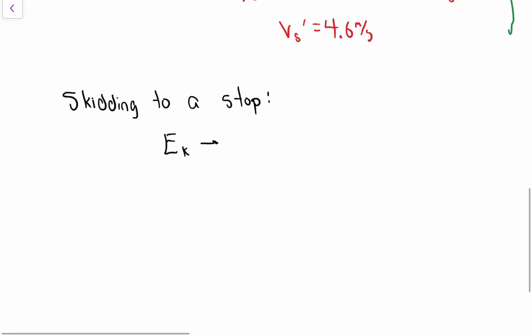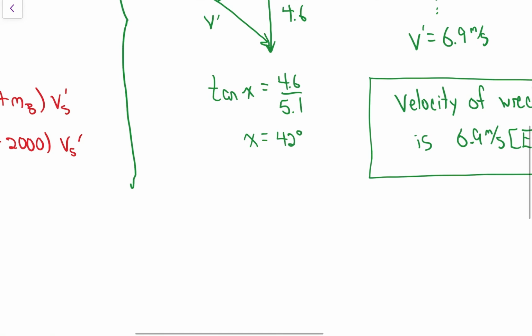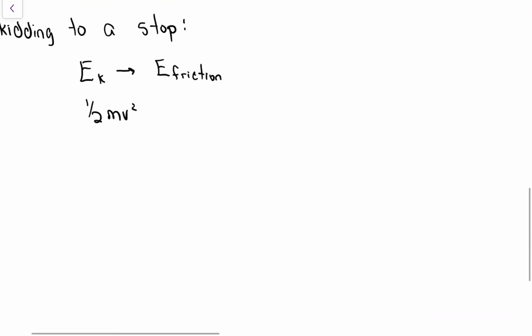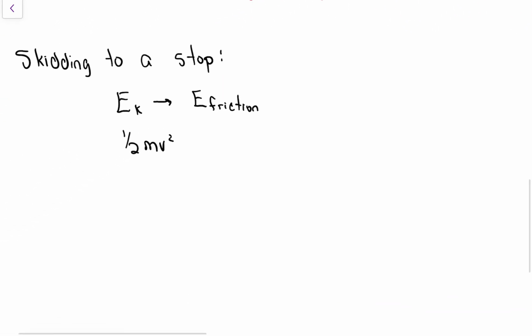The wreckage had a bunch of kinetic energy, but friction stole it away. Kinetic energy is always 1/2 mv squared. In this case, the v is our 6.9 number. That's how fast the wreckage was going. Friction steals all that away. When a force converts energy, the equation's force times distance. Since we're talking about the energy of friction, then it's the force of friction times distance.